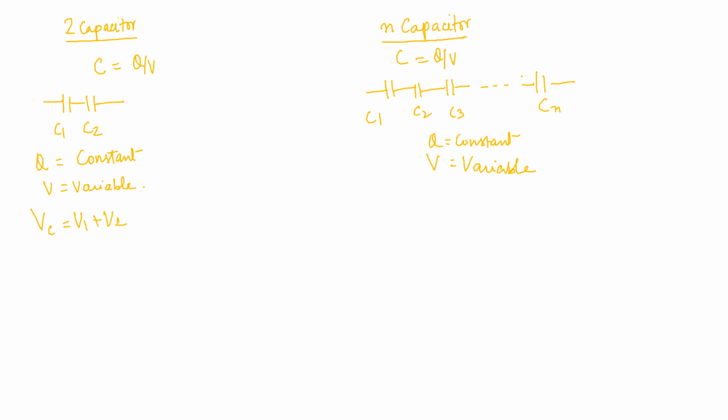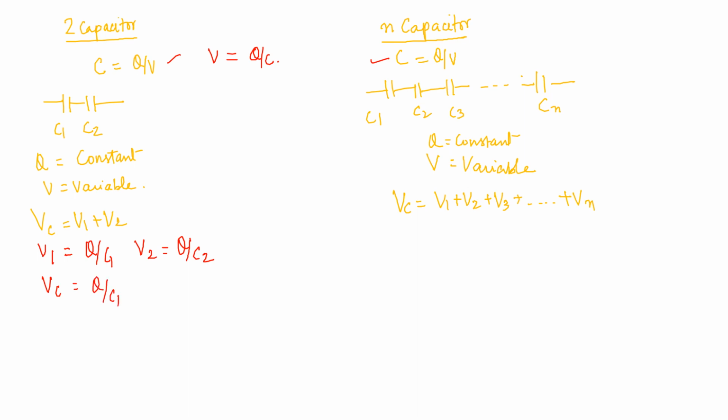V2. In this case, V of combination equals V1 plus V2 plus V3 plus dash dash dash up to Vn. Okay. Now from this, rearranging this formula, we will find V equals Q upon C. So here V1 can be written as Q upon C1 and V2 can be written as Q upon C2. So the V combination equals Q upon C1 plus Q upon C2.